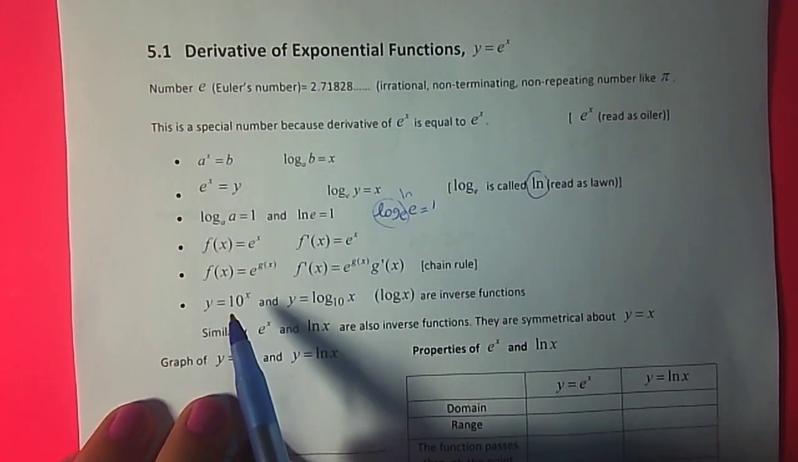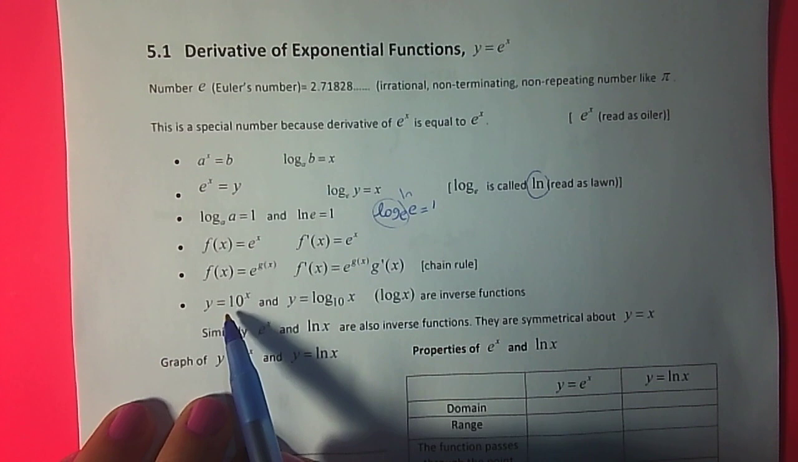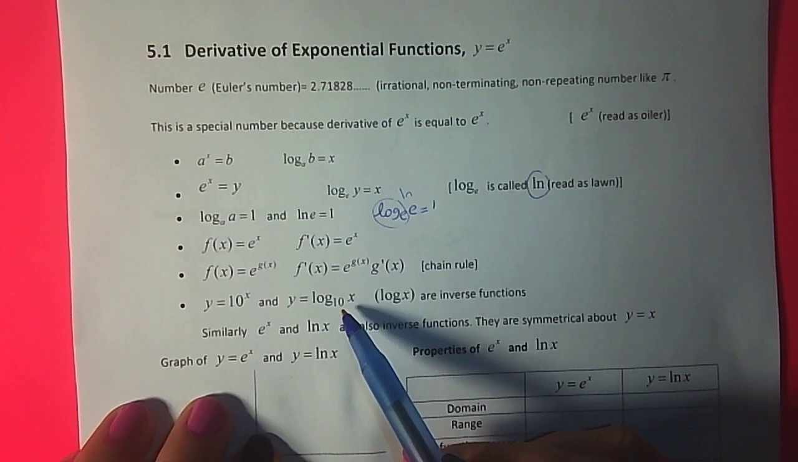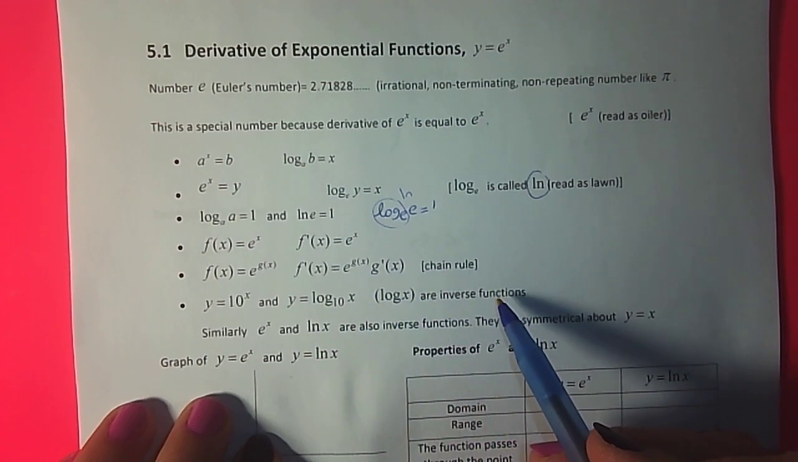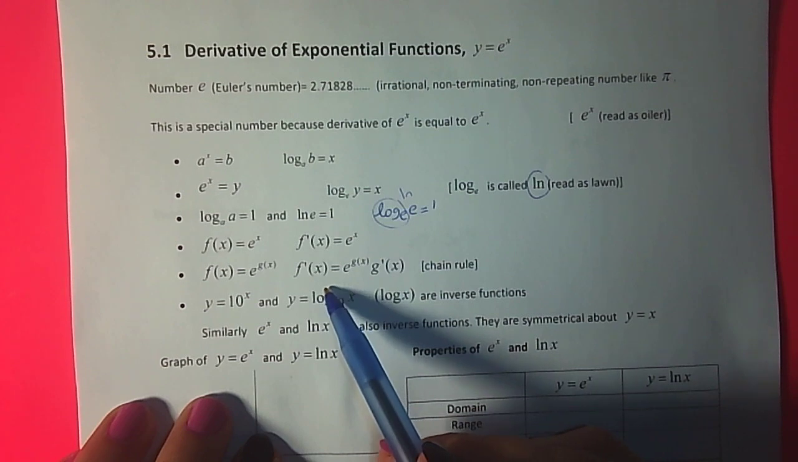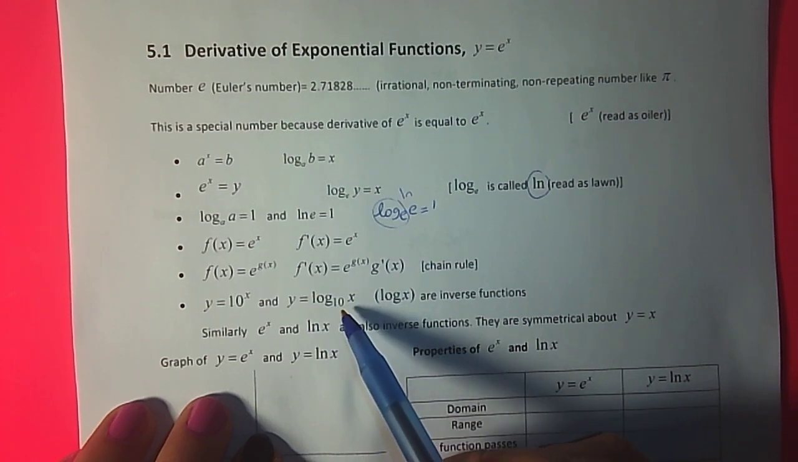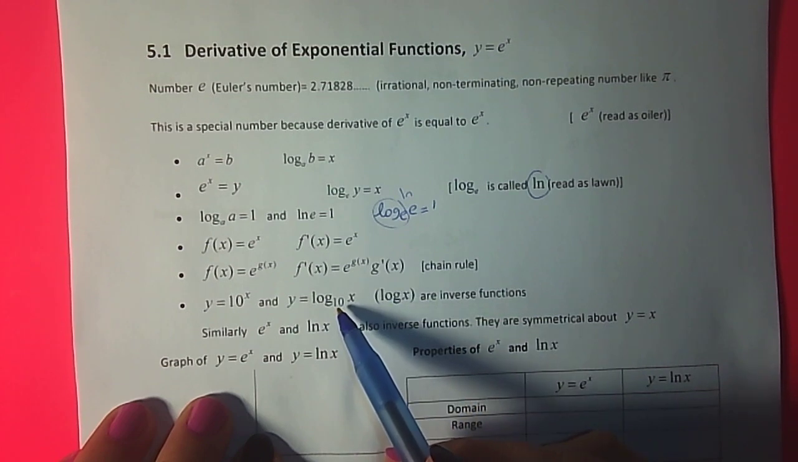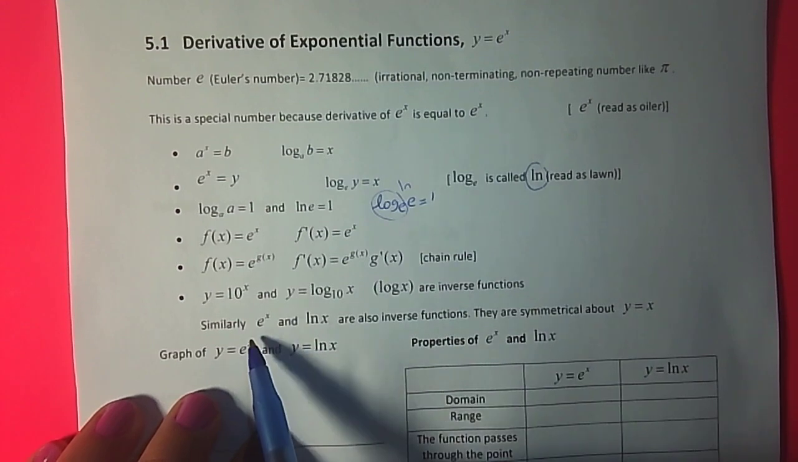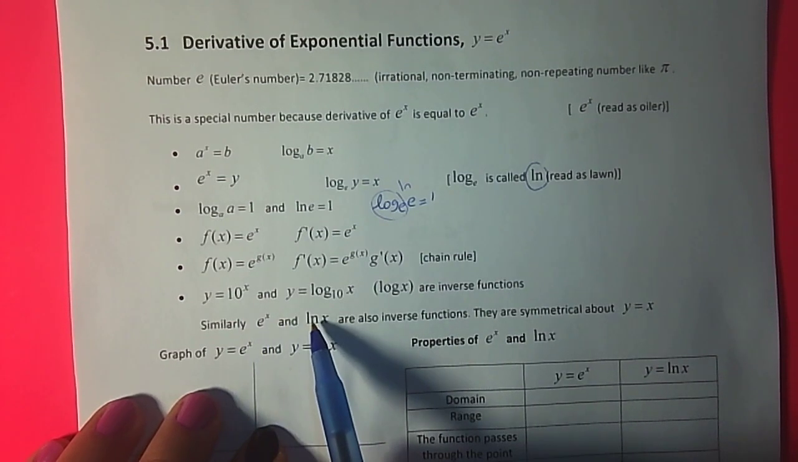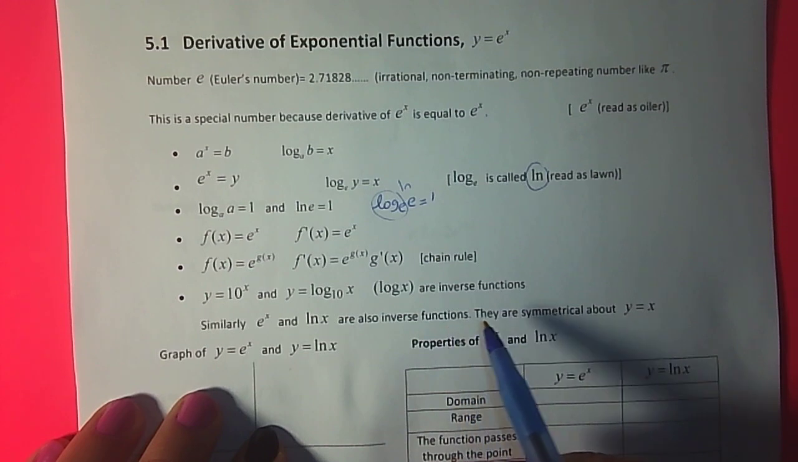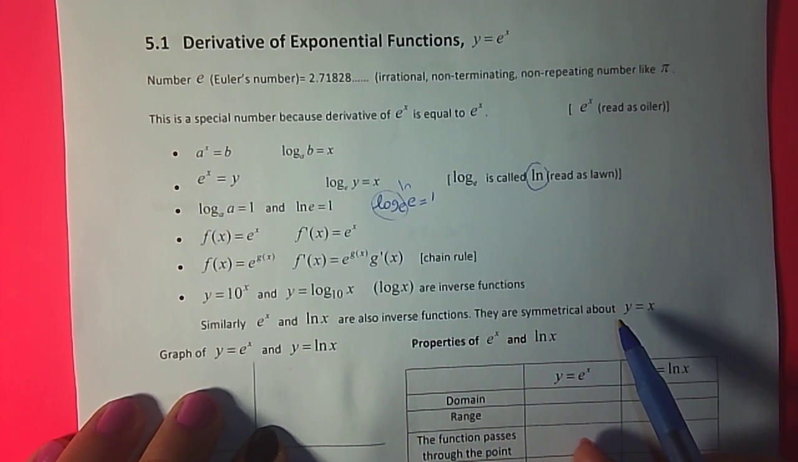Again, in advanced functions, we learned that y equals 10 to the power of x and y equals log base 10 of x are inverse functions. Similarly, let's remember that log with base 10 is called just log x. So if the base is 10, we do not write it. Similarly, e to the power of x and log base e of x, so basically ln x, are also inverse functions, and they are symmetrical about the line y equals x.